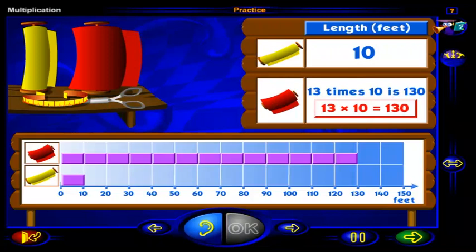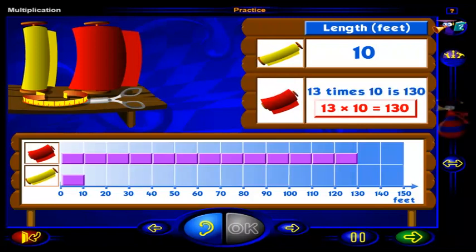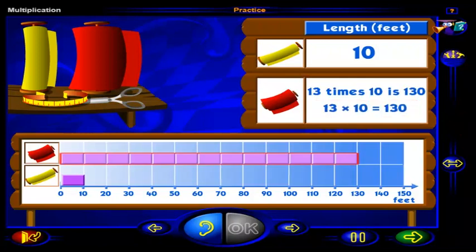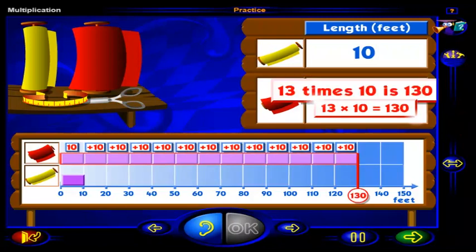That's right. You can use this number sentence to show that 13 times 10 is 130. 13 times 10 means that we are adding 13 tens. So, 10 plus 10 plus 10 plus 10 plus 10 plus 10 plus 10 plus 10 plus 10 plus 10 plus 10 plus 10 plus 10 is the same as multiplying 10 by 13 to get 130. So this is the correct number sentence.